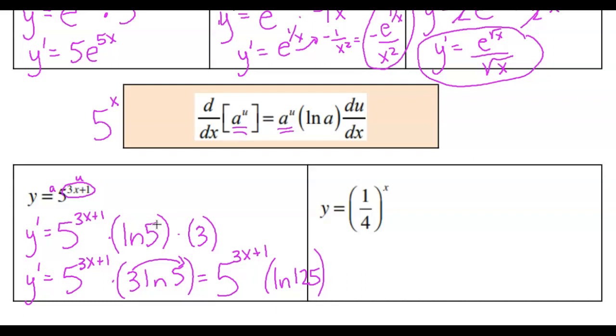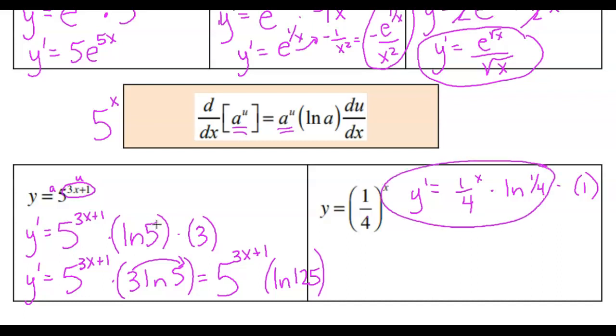All right, let's look at y, the next one. So it's 1/4 a to the u, okay? So our derivative is a to the u times the natural log of a times the derivative of u. And so this is like e to what power gives you 1/4. They're not going to separate that, so this is probably what you're going to see. Okay? And I'll go ahead and put that in parentheses because it's bothering me.